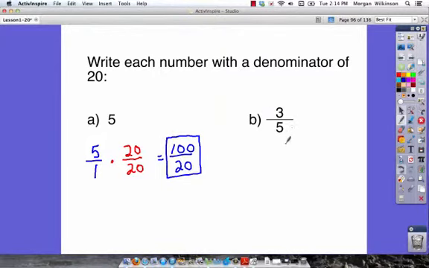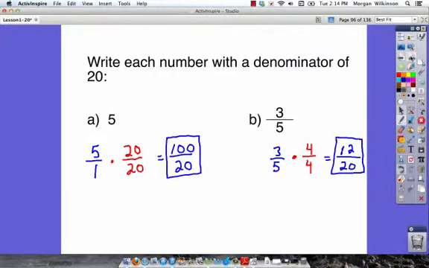Let's look at 3/5. We want the new denominator to be 20. So we need to figure out what number we multiply by 5 to get to 20. It must be 4. 5 times 4 is 20. So we're going to multiply the numerator by 4 as well. 3 times 4, that's going to give us 12. So we've got our new answer of 12/20. And we're all done with that problem.